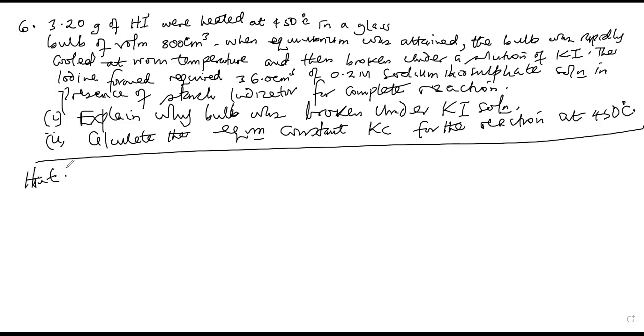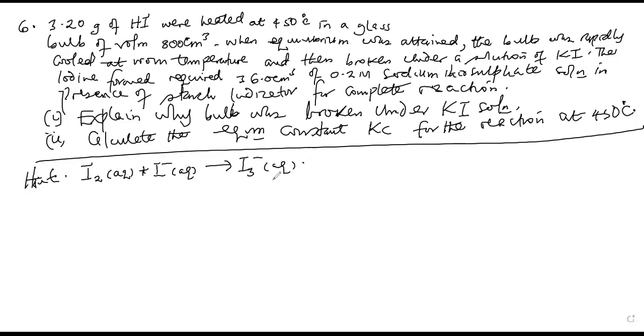This one we looked at the reason as to why the bulb is broken under potassium iodide, simply to dissolve iodine present at equilibrium, because iodine will react with iodide ions from potassium iodide and we form triiodide complex. So we break it under potassium iodide solution in order to dissolve the iodine present at equilibrium.